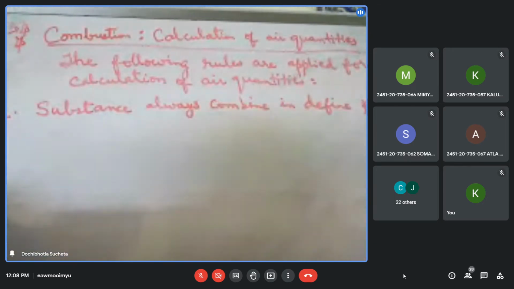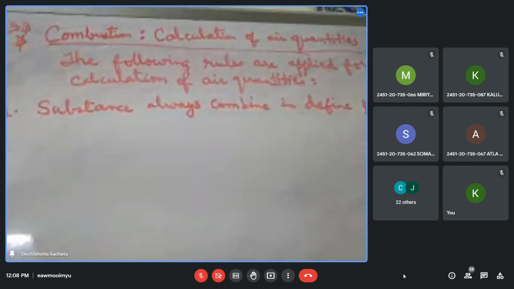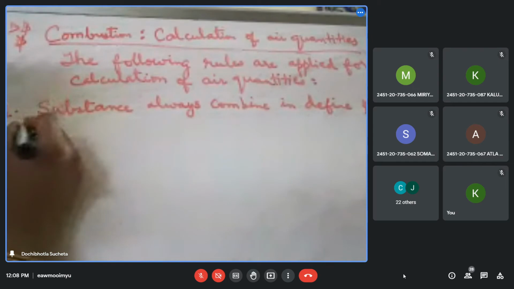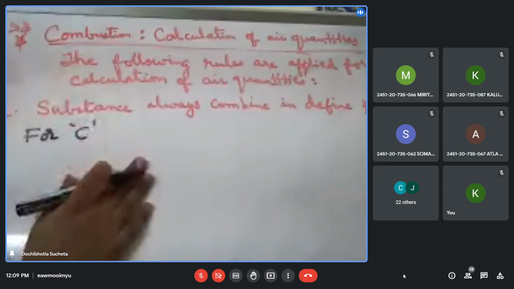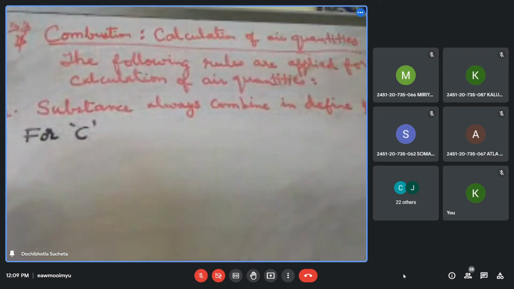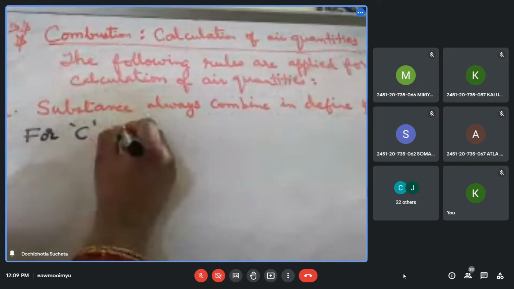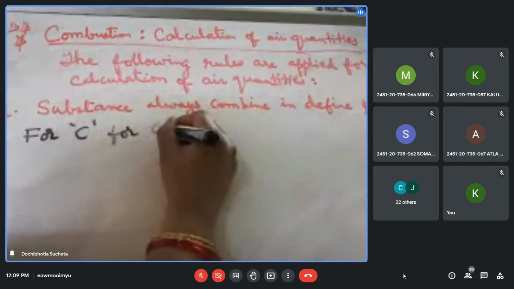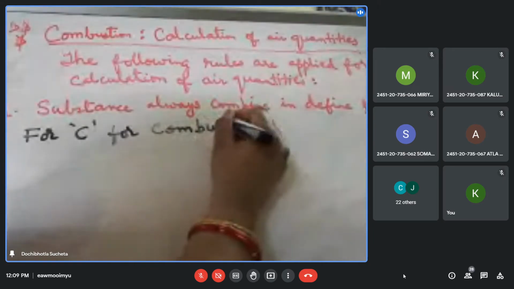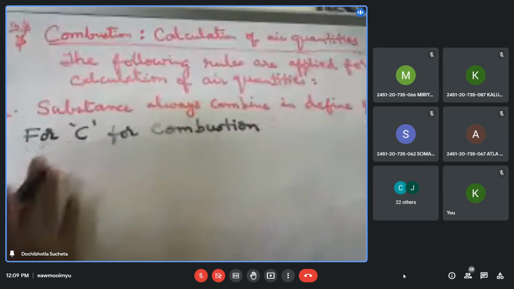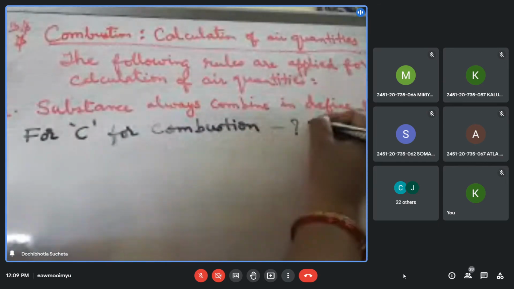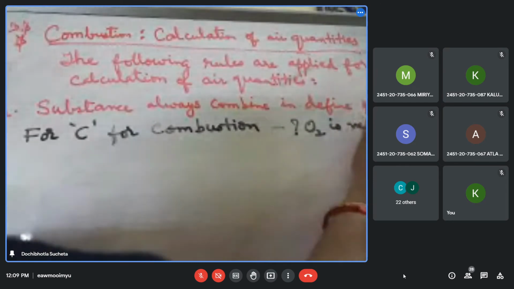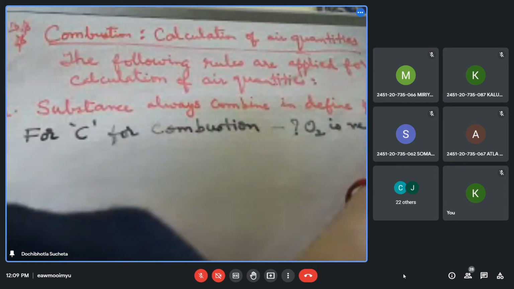But we'll do the weight calculations now. Okay. We know that for carbon, 1 kg of carbon or 1 unit mass of carbon for combustion, how much amount of oxygen is required? For combustion of 1 unit mass of carbon, how much O2 is required and what will it form?